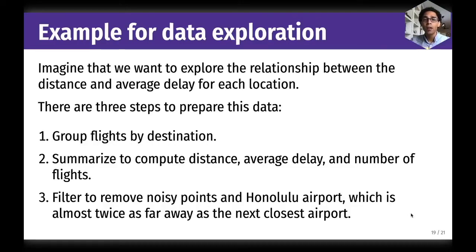To show the power of the pipe operator and some of the verbs that we have learned from the dplyr package, here's a situation that you may encounter. Think about you wanting to explore the relationship between the distance and the average delay for each location. This could be done in a variety of ways, but let's do it in these 3 steps. You can think of grouping your flights by destination. Then you will like to summarize to compute the distance, the average delay, and perhaps the number of flights. And finally, you may want to consider filtering out your data to remove any noisy points, such as those flights that went to Hawaii, which is almost twice as far as the next closest airport.